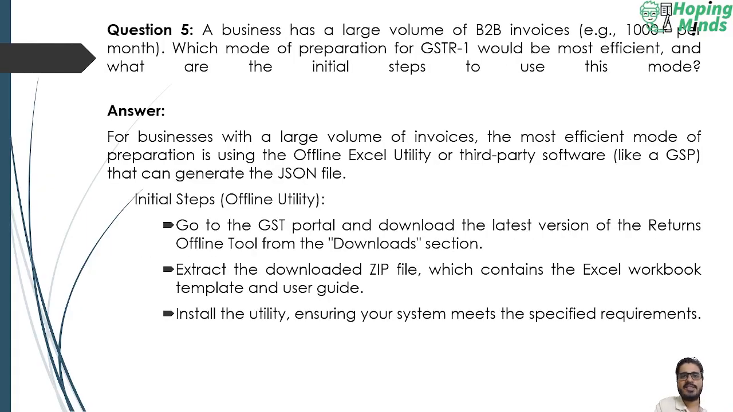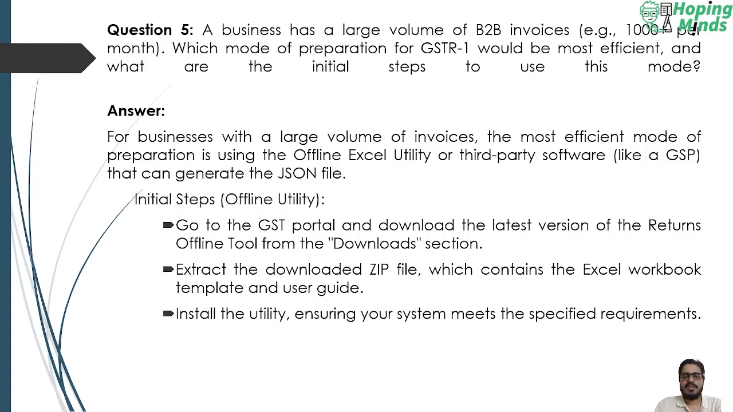Next, a business has a large volume of B2B invoices, example 1000 plus per month. Which mode of preparing for GSTR1 would be most efficient, and what are the initial steps to use this mode? For businesses with large volume of invoices, the most efficient mode of preparing is using the offline Excel utility or a third-party software like GSP or Tally. Such softwares are capable of generating JSON file.